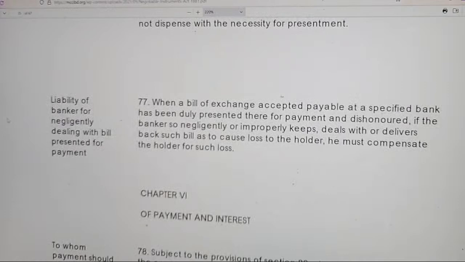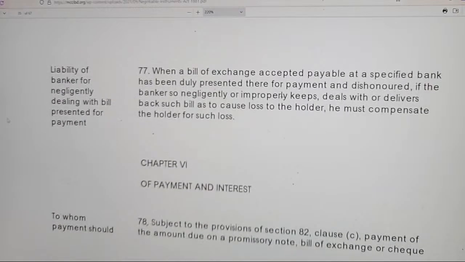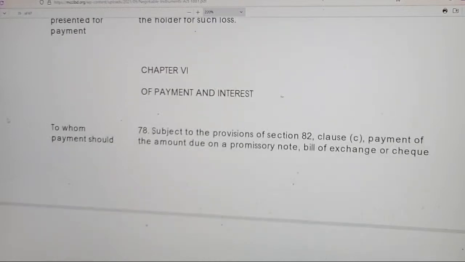Liability of banker for negligently dealing with bill presented for payment. 77. When a bill of exchange accepted payable at a specified bank has been duly presented for payment and dishonored, if the banker so negligently or improperly keeps, deals with, or delivers back such bill as to cause loss to the holder, he must compensate the holder for such loss.